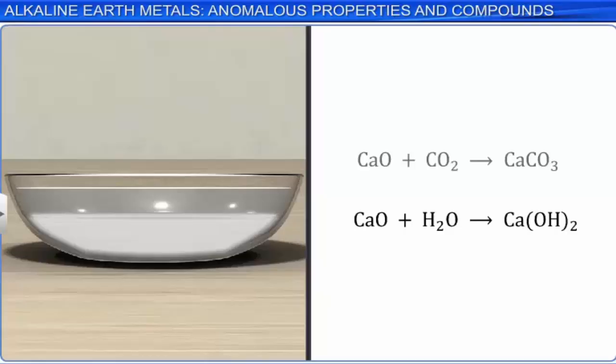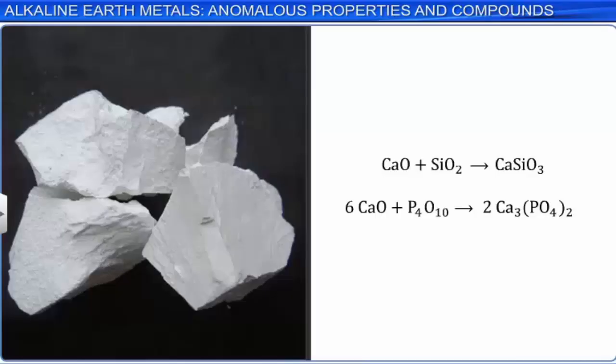This reaction also shows that calcium oxide is a basic anhydride, since its reaction with water forms calcium hydroxide, which is alkaline. Calcium oxide is a basic oxide and thus can combine with acidic oxides at high temperature. For example, reactions with silicon dioxide and phosphorus pentoxide are given here.